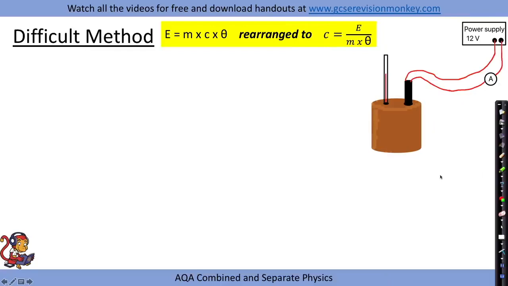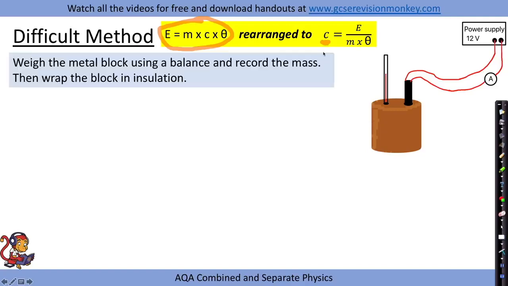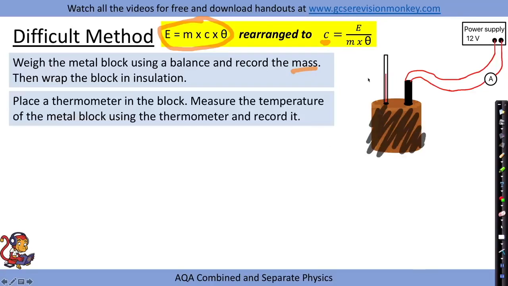Okay, so we're still on the required practical for measuring the specific heat capacity of a material. This method doesn't use a joule meter, but many of the steps are the same as the simpler method. Again, we're going to focus on this equation on the data sheet, E equals m c theta, which we can rearrange to calculate specific heat capacity. So we still do the same steps as before. Weigh the metal block using a balance to record the mass, wrap the block in insulation to prevent heat transfer to the surroundings, place a thermometer in the block to measure the temperature before.